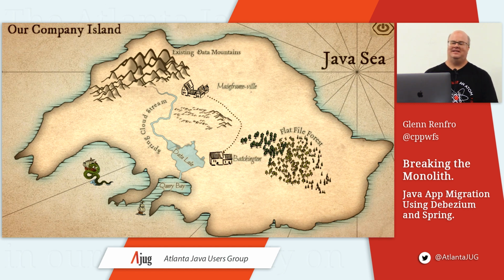The next is we're going to take a path to Batchington. In Batchington, we're going to get this user data and this plan data, and we're going to create and generate some flat files. One's going to be a bill run file, and the other's going to be a customer report file. And we're going to plant those flat files into the flat file forest.